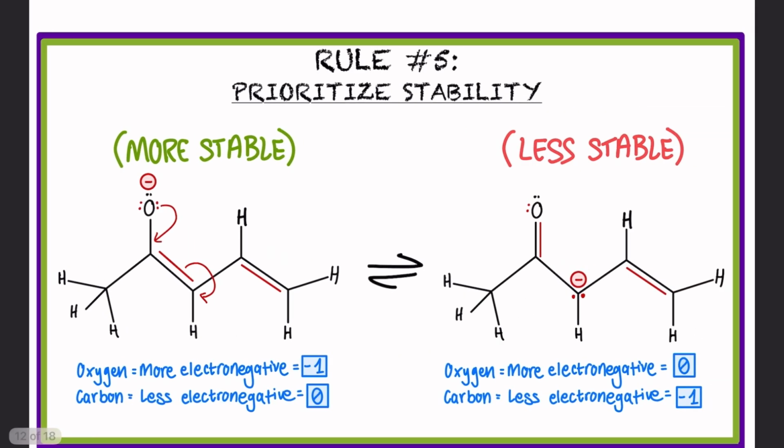Which brings me to rule number 5. Prioritize stability. The best resonance structures are the most stable, with minimized formal charges. And when charges are present, put the negative charges on more electronegative atoms and positive charges on less electronegative atoms. In this example, the resonance structure on the left is more stable because although we see a formal charge of -1, it's on the oxygen that is more electronegative than the carbon.